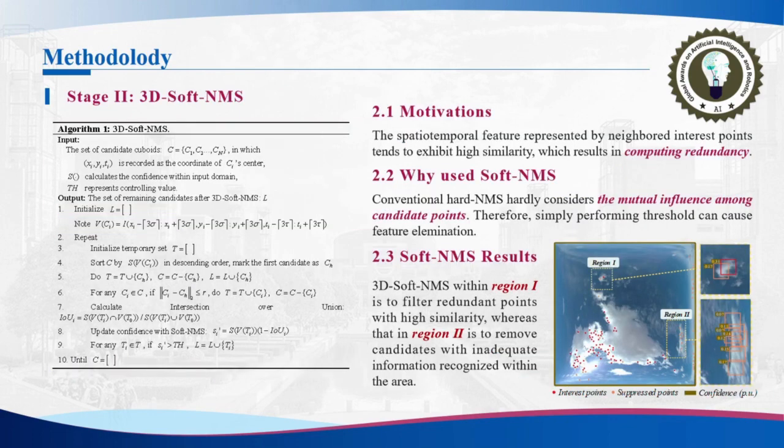The second part is 3D soft non-maximum suppression. It is motivated by the fact that the spatiotemporal features represented by neighboring interest points tend to exhibit high similarity, which results in computing redundancy. So, conventional hard NMS methods hardly consider the mutual influence among candidate points. Therefore, simply performing thresholding can cause feature elimination. So, in our case study, we performed the 3D soft non-maximum suppression, and a visualized example is presented in the right bottom part of the PowerPoint.